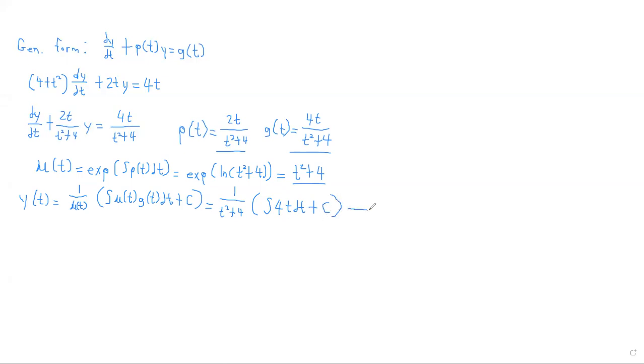And I'm just going to write this down as the final punch. This is the answer. Y of t is just equal to 2t squared, because that's the antiderivative of 4t. So 2t squared plus c over t squared plus 4.